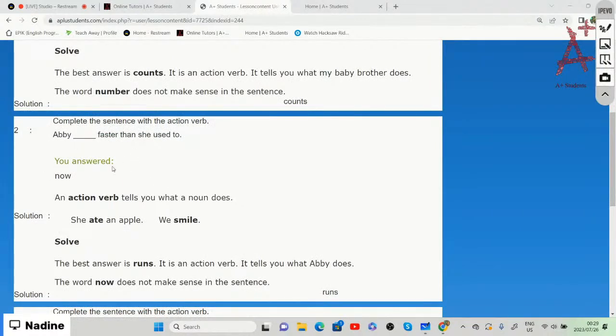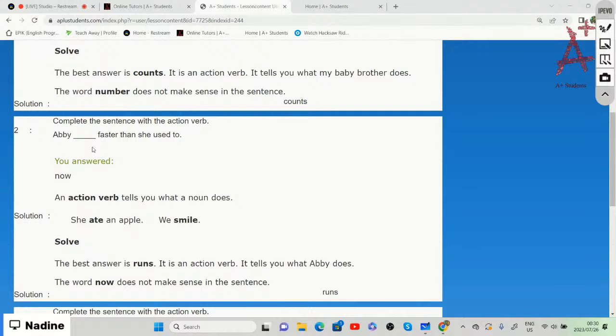Abby... the possible answer that is given to us is "now" faster than she used to, right? Remember, what we do sometimes on the app is, certain activities or lessons can be a bit tricky because they want us to think of a possible answer, or to come up with a possible answer. So if we look at the word "now," Abby now faster than she used to, "now" does not make sense at all, right?